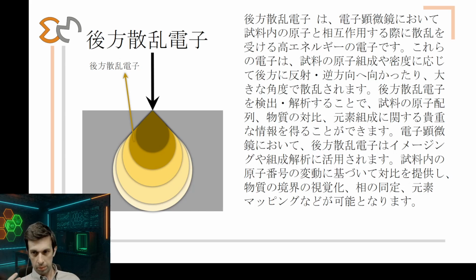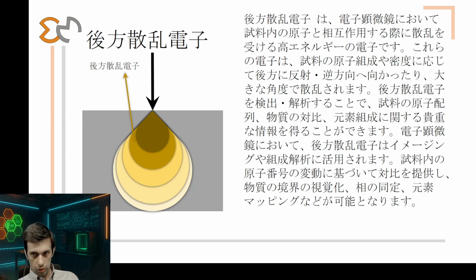Then we have the backscattered electrons. The backscattered electrons are a little bit higher energy and undergo scattering when they interact with the atoms in the specimen of the sample. They are deflected, redirected backwards at specific angles, depending on the atomic composition. And by detecting and analyzing these backscattered electrons, we can obtain some information about the atomic arrangement, the material content, elemental composition, and crystallography.